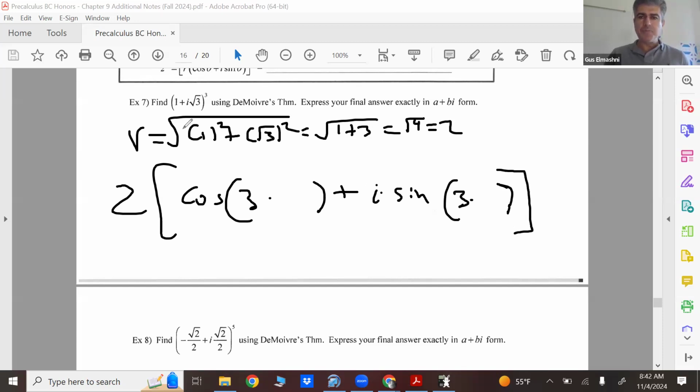So how do I find theta? What's theta going to be, guys? Tan theta is b over a, right? Which happens where in the unit circle? You have to know your unit circle well. Good, pi over 3. It's the first quadrant.